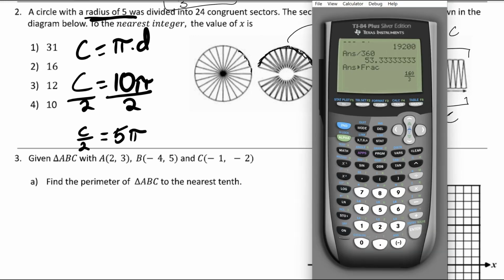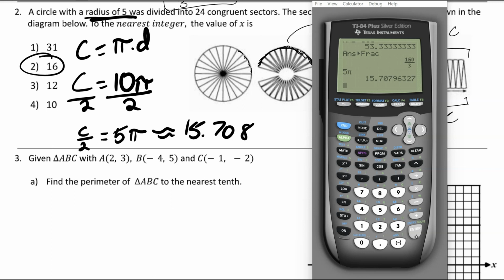But they asked for it to the nearest integer, so I'm going to have to round this a little bit. If I go into my calculator and just type in 5 and multiply it by pi, pi is right above the caret key there, I get that this is about 15.708, or if I round to the nearest integer, 16.